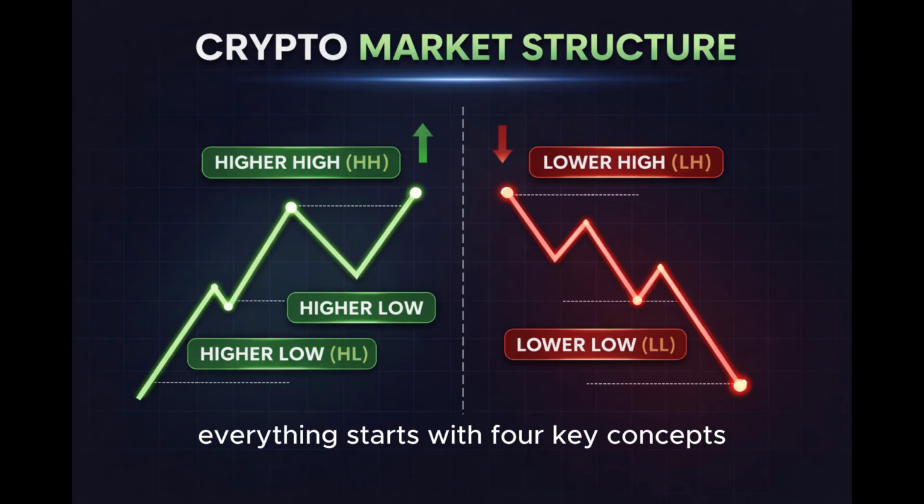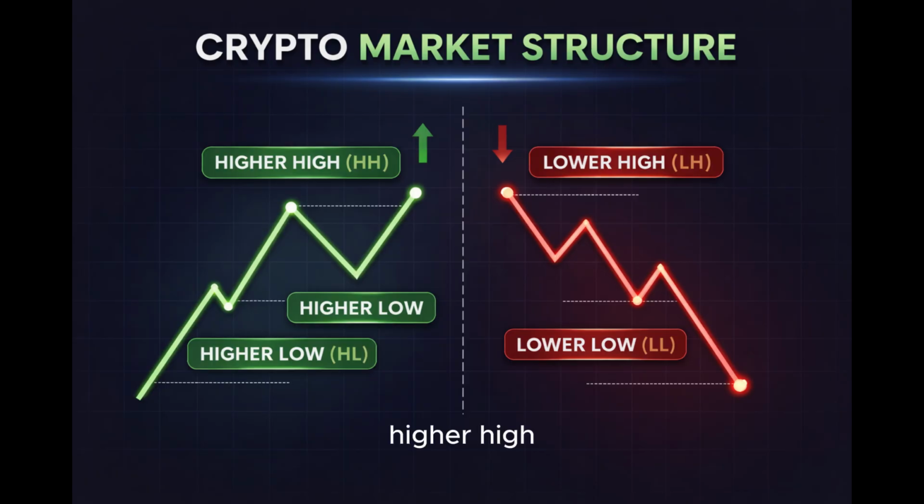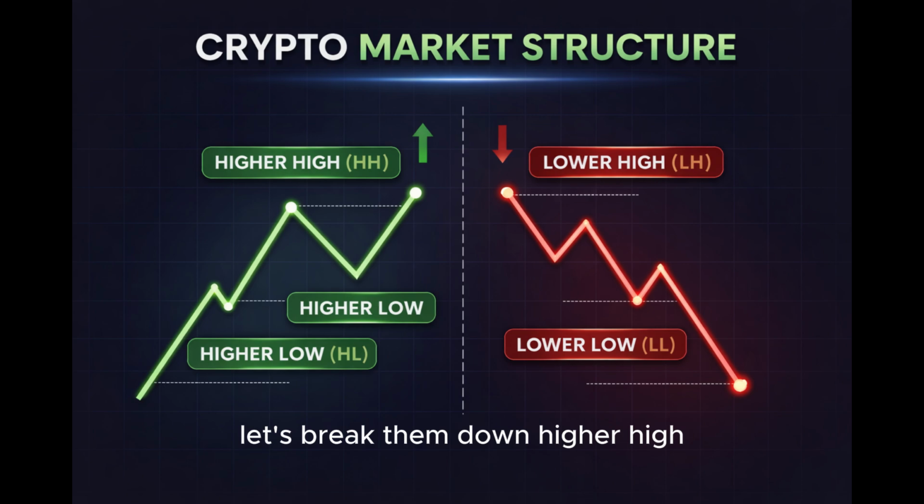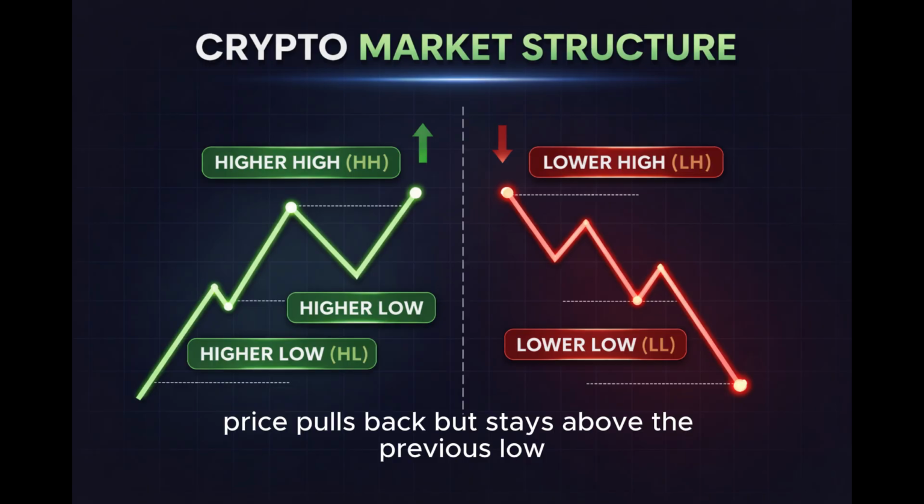Everything starts with 4 key concepts: higher high, higher low, lower high, lower low. Let's break them down. Higher high: price goes up, then goes up again, higher than the previous high. It shows buyer strength. Higher low: price pulls back, but stays above the previous low.